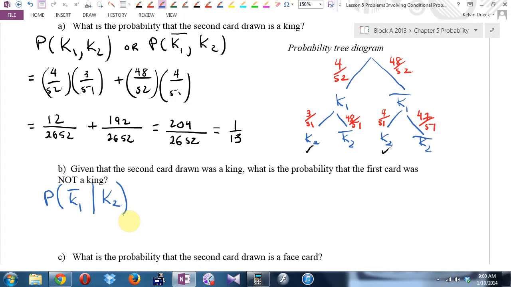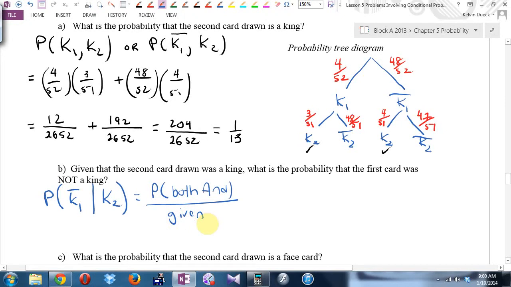And here's what I've said. It's both over the given. I don't try and figure out what symbol goes with where. It's not king 1 and king 2, divided by king 2. Both over the given one.